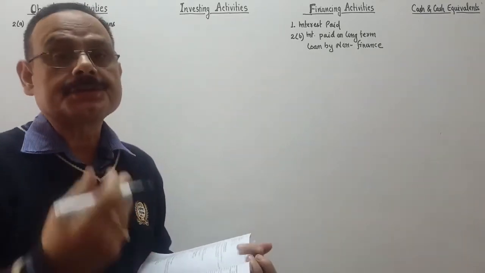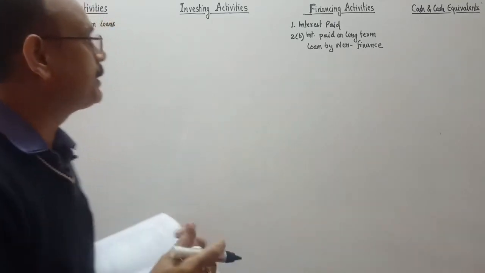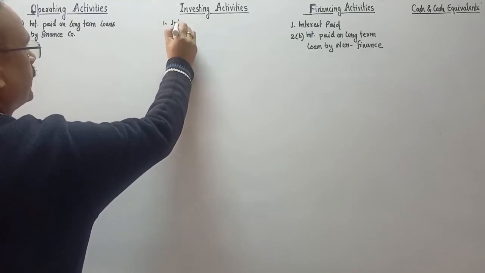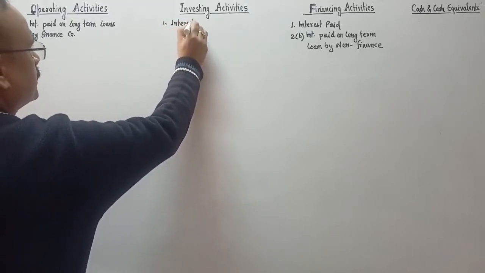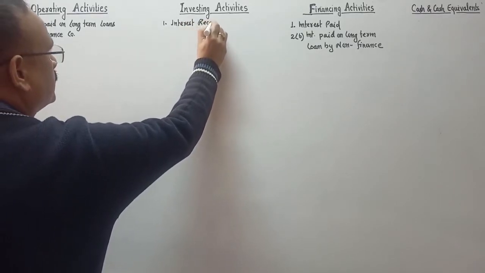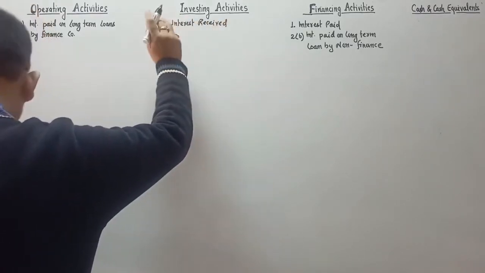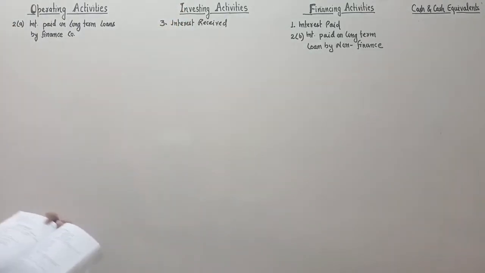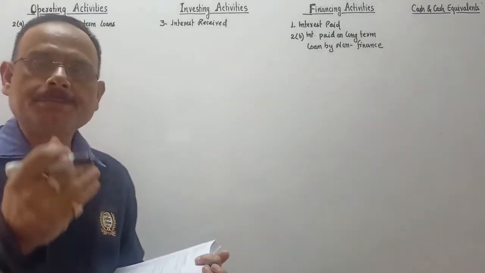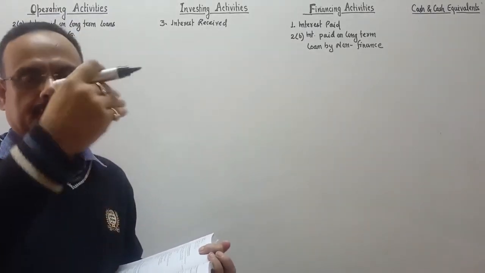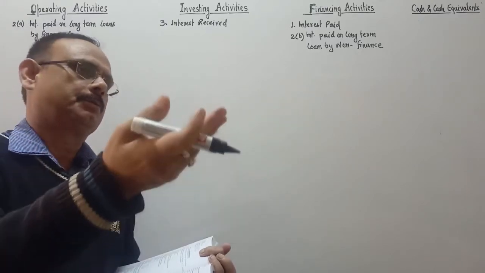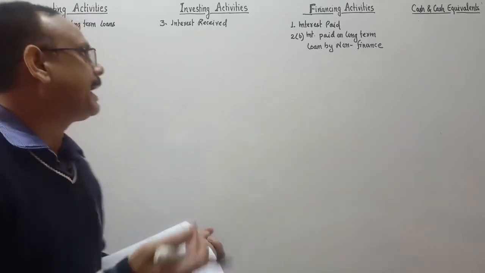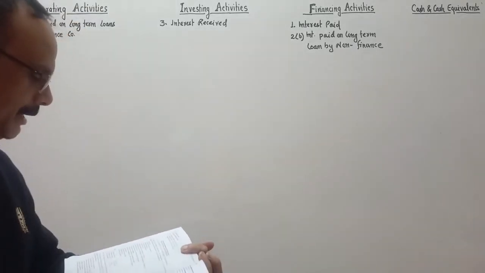Next is interest received. Interest received comes under the investing activities. This is point number 3. When we receive the interest, it means we have invested the amount somewhere else, so we may get the interest or may get the dividend. So it's coming under investing activities.